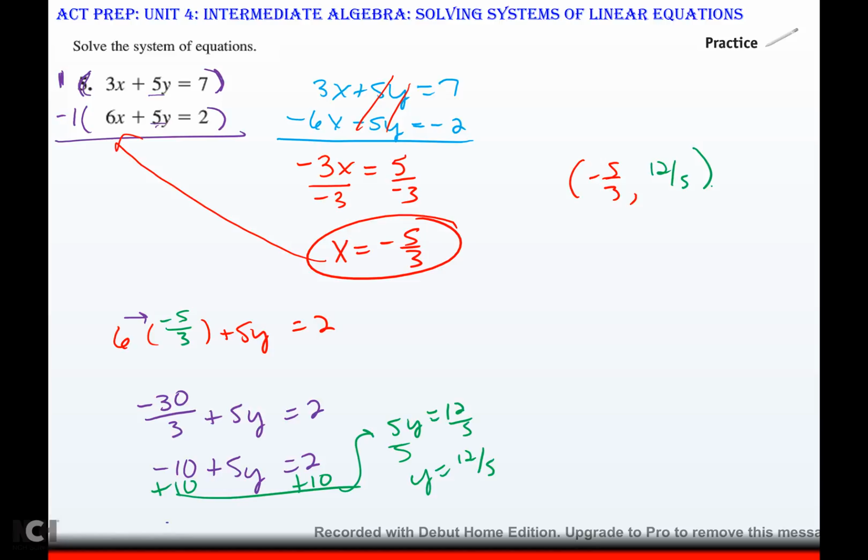And that's my answer, till of course I went and looked, and the only difference in their answer is they wrote them as mixed numbers instead of improper fractions. So this would be -1 2/3, and this would be 2 2/5. Okay.